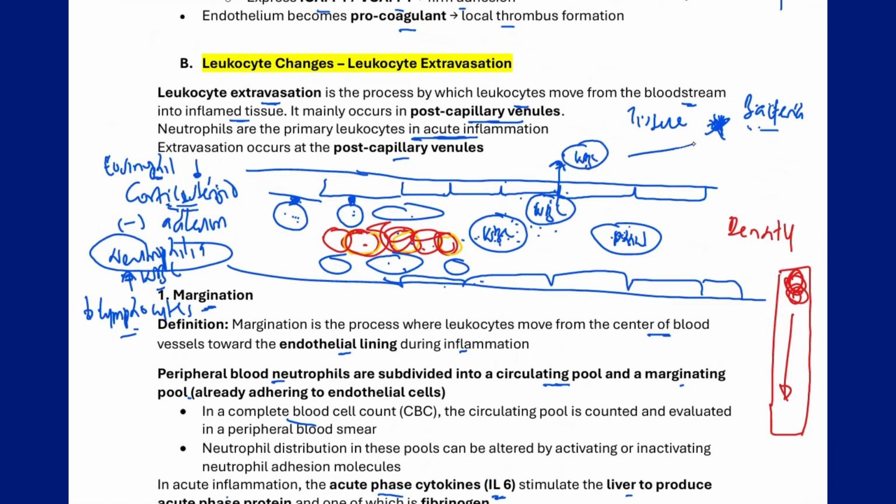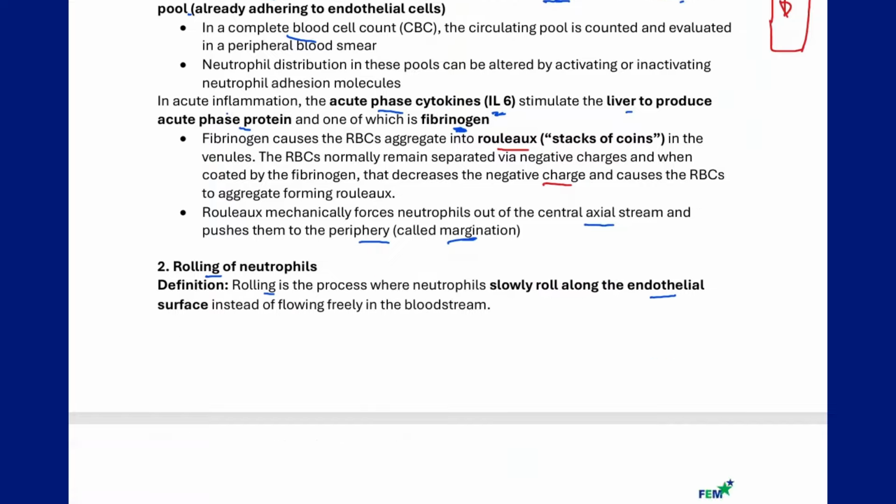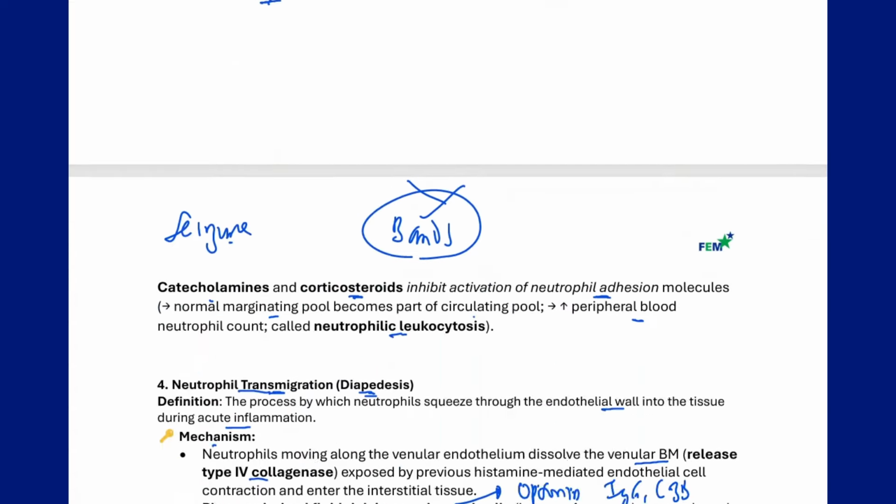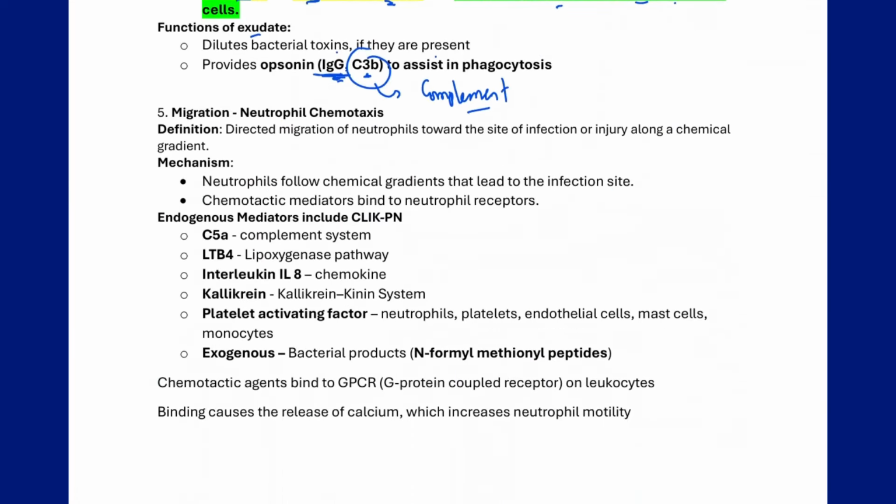So now they need to move to where the bacteria is. And that process is what we call migration. So they need to migrate to where those bacteria are located. And that migration is guided by what's also referred to as neutrophil chemotaxis. So the definition: directed migration of neutrophils towards the site of infection or injury along a chemical gradient. And the mechanism: the neutrophils follow a chemical gradient that leads to the infection site.